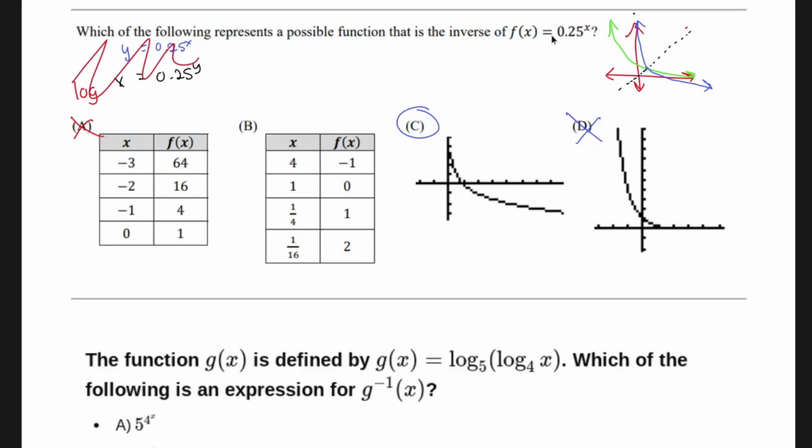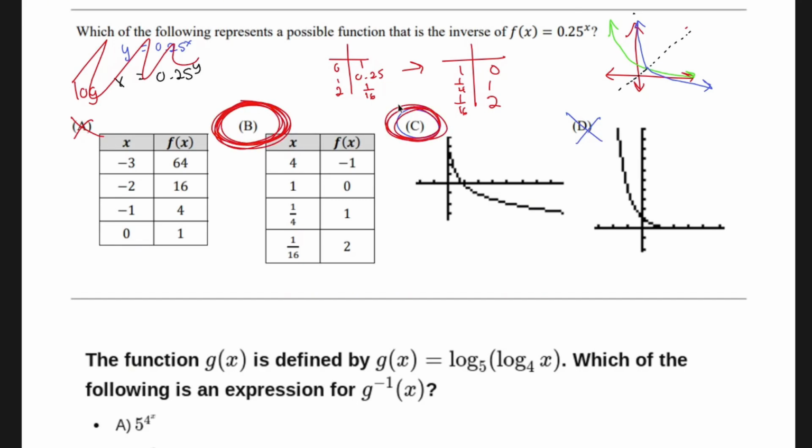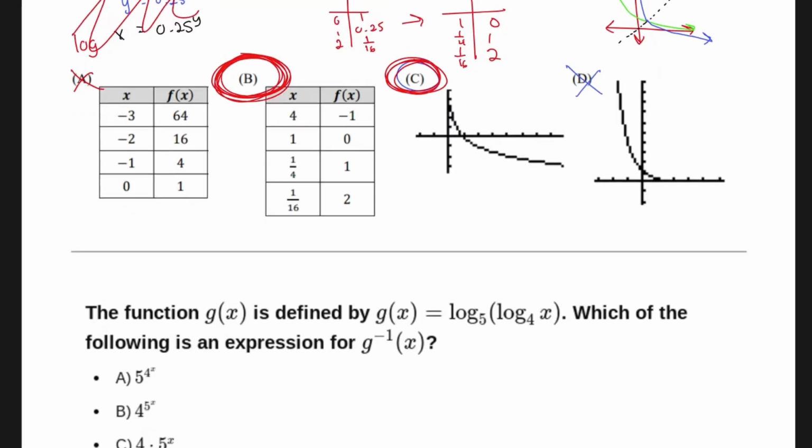If I want to make a quick chart for this using these numbers, I'll just do 0, 1, and 2. If I plug in 0, I get 1. If I plug in 1, I get 0.25. And if I plug in 2, a quarter squared is 1/4 times a quarter, which is 1/16. Now, this is the original, which would mean that the inverse is flopped. So you're going to be 1, 0. You're going to be a quarter, 1, and you're going to be 1/16, 2. So that works. Two of them do work. Oh, that was a close one.